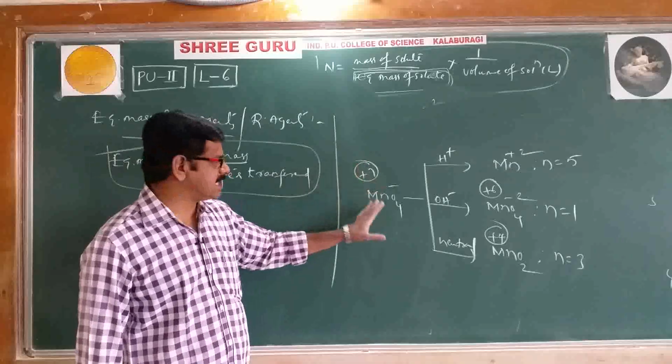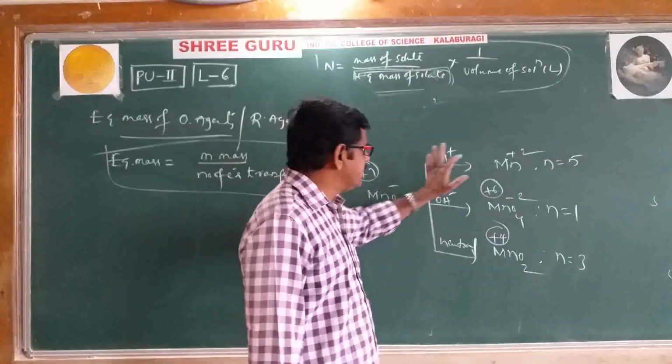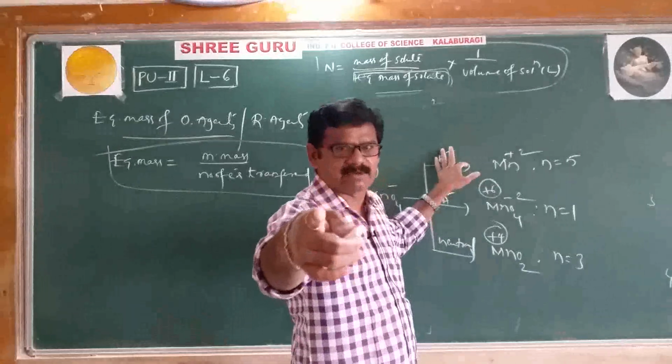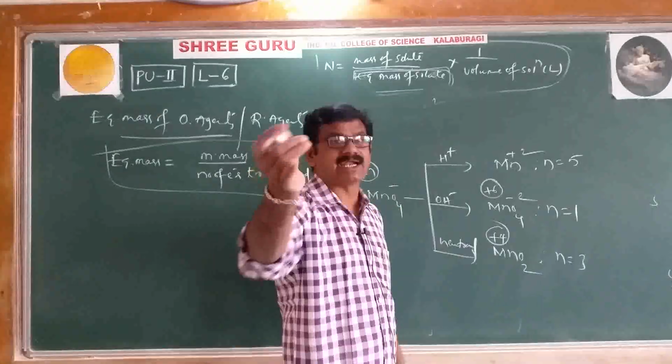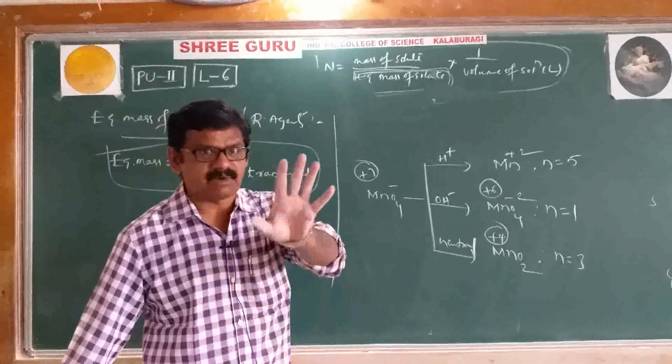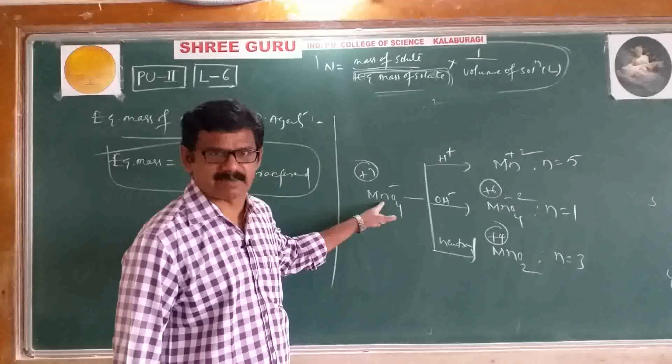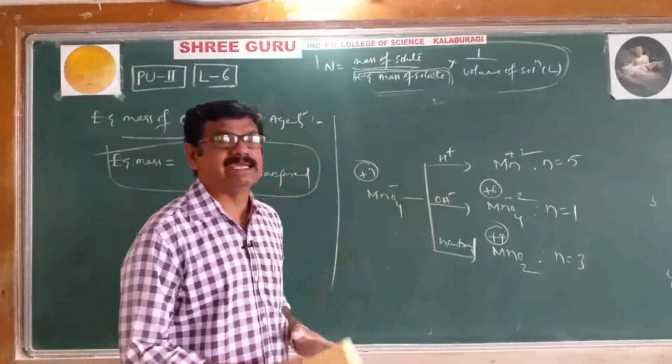In the oxidizing agent, as far as KMnO4 is concerned, in acidic medium you will get one equivalent mass. In basic medium, you will get another equivalent mass. In neutral medium, you will get another equivalent mass, remember. Equivalent mass will not be fixed in the case of KMnO4. It depends on the medium.